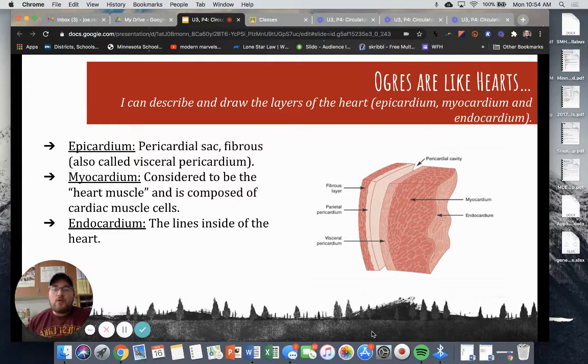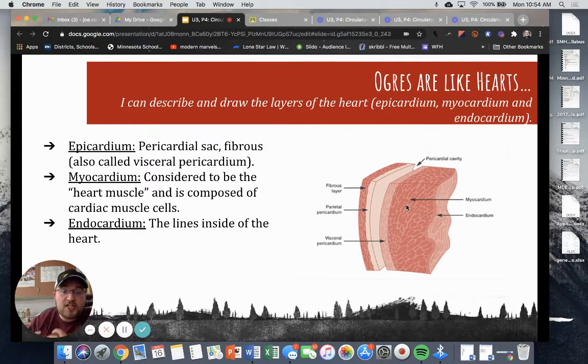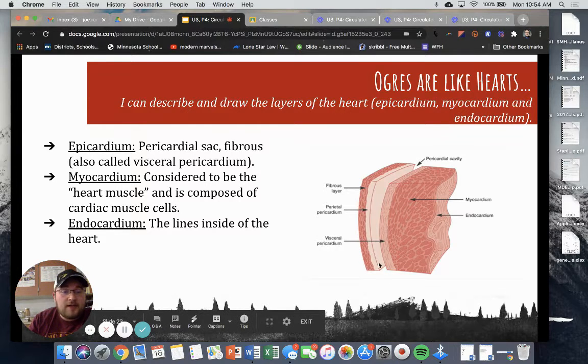Then we have our myocardium inside. This is considered to be the heart muscle, and it's composed of cardiac muscle cells. And then on the inside, we have our endocardium, and this lines the inside of the heart. So you can kind of see here, our endocardium is right here on the very inside. Myocardium is the thick, dense part of the heart. And then our visceral pericardium or epicardium is located on the very outside. Okay? So those are the three distinct layers of the heart.